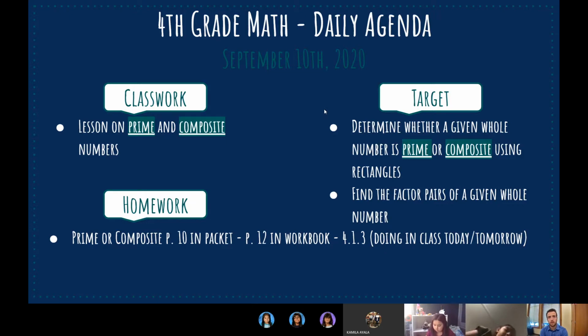So we'll finish that. Our target for today is determine whether a given whole number is prime or composite using rectangles. Right, I highlighted and underlined those prime and composite words because those are kind of the key words for today. Although we really probably won't get into it until tomorrow. We're still finishing up those factor pairs. So the last bullet, find the factor pairs of a given whole number. So that's what we've been working on with those rectangles.